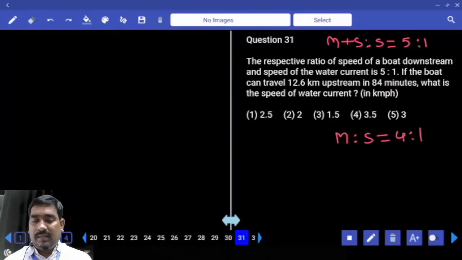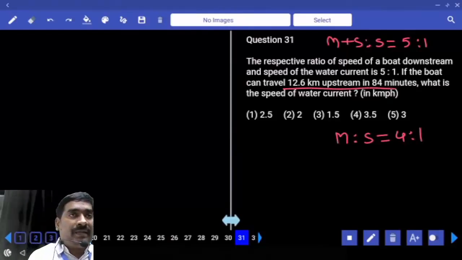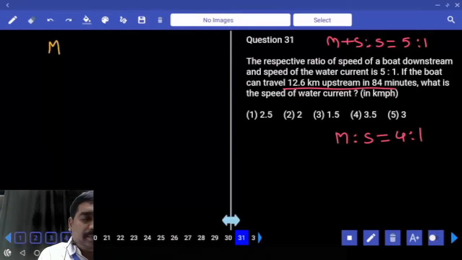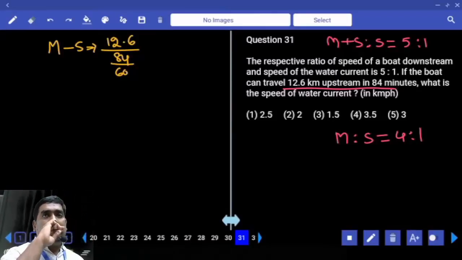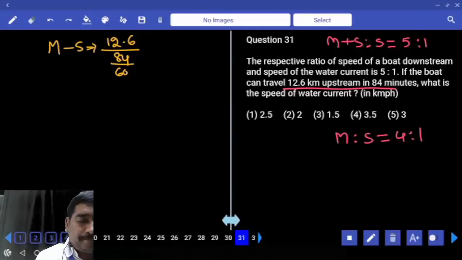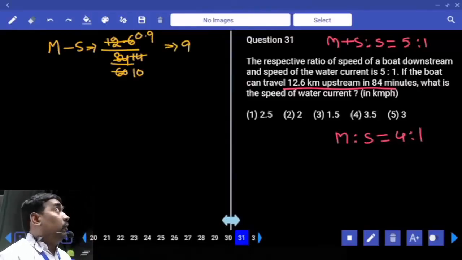They have given that it traveled 12.6 kilometers upstream in 84 minutes. Upstream means M minus S. Convert minutes into hours by dividing by 60. Upstream speed is 9 kilometers per hour.